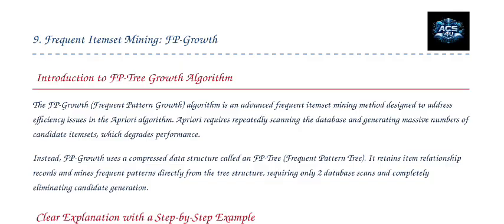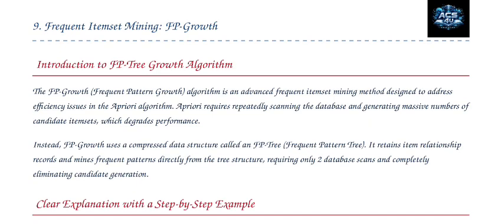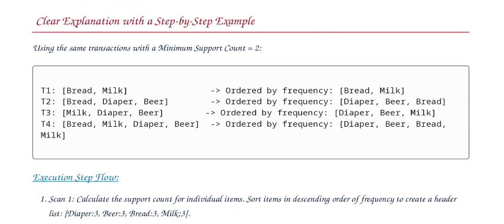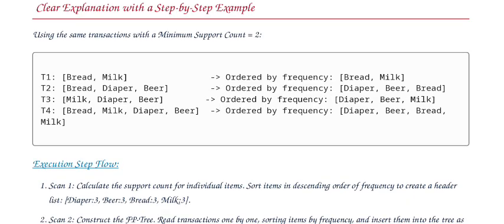Instead, FP growth uses a compressed data structure called an FP tree, frequent pattern tree. It retains item relationship records and mines frequent patterns directly from the tree structure, requiring only two database scans and completely eliminating candidate generation. Clear explanation step by step. For an example, using the same transactions with the minimum support count you said before.